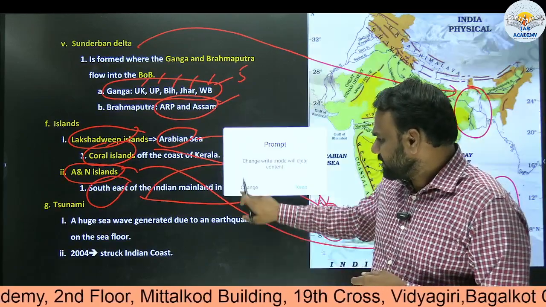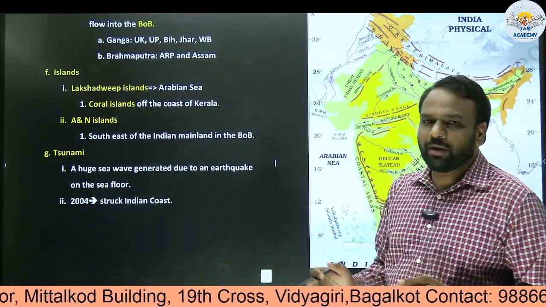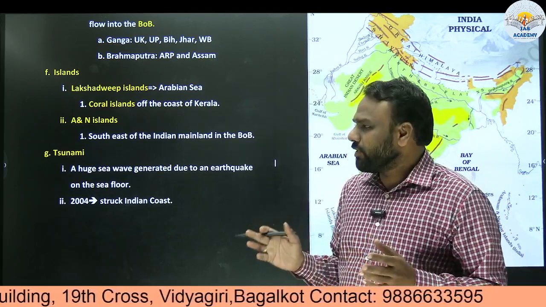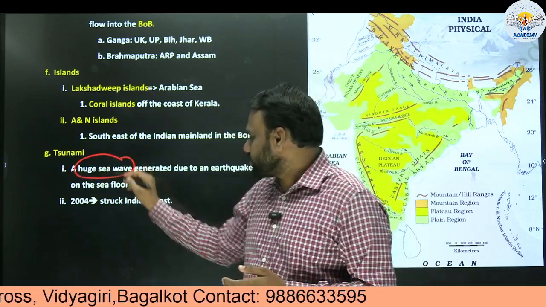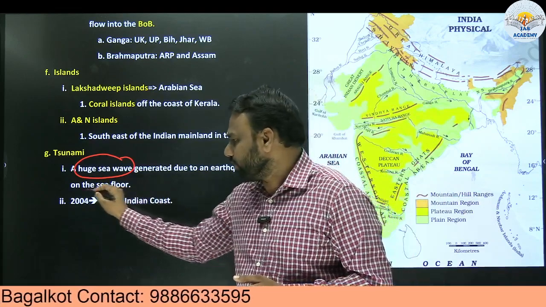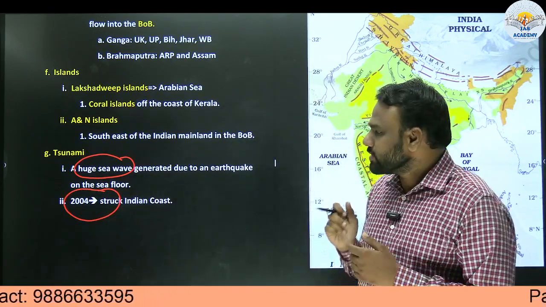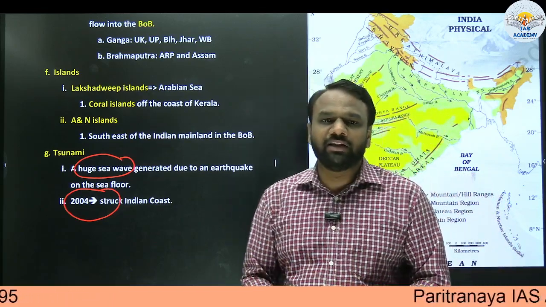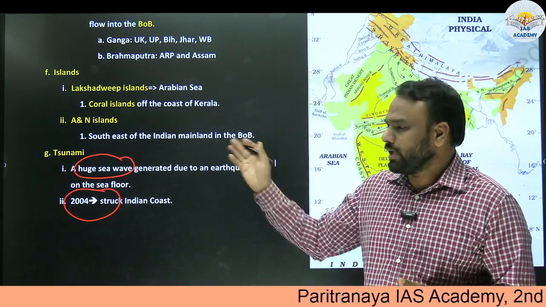Next, in this context, some information which has been mentioned becomes important: tsunami. What is tsunami? Generally we have different types of waves, but a very large, huge wave is called a tsunami. One such tsunami affected India in 2004, and it caused huge damage. Why is tsunami caused? Tsunami is generated due to an earthquake which takes place underneath the water, on the floor of the ocean.